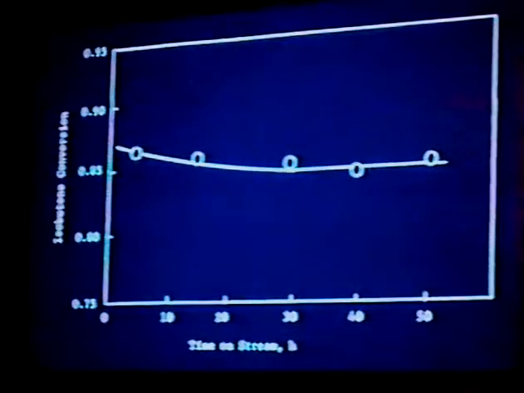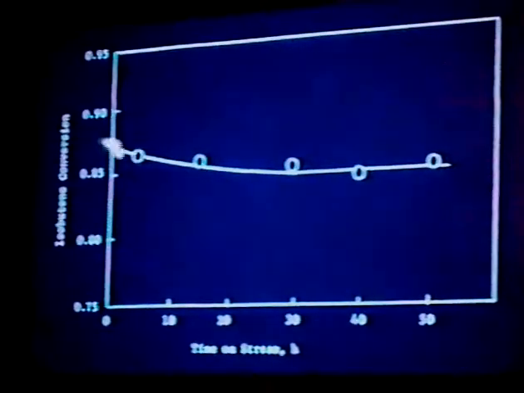Our first study on the ZSM-5 catalyst was to look at catalyst deactivation, or activity maintenance. This is a plot of isobutylene conversion versus time on stream. As you can see, the conversion dropped from about 87% at 0 time on stream to about 85% at 50 hours on stream, representing about a 10% activity loss over this time period. This, of course, was run at a standard set of conditions and with a temperature of 115 degrees C.